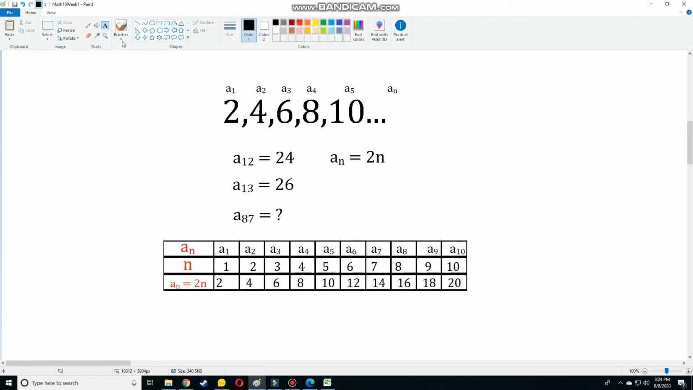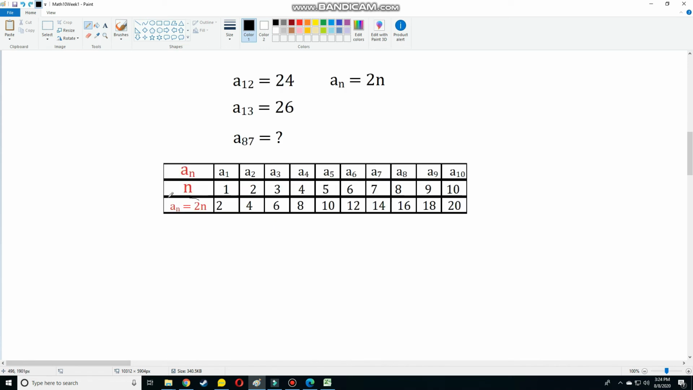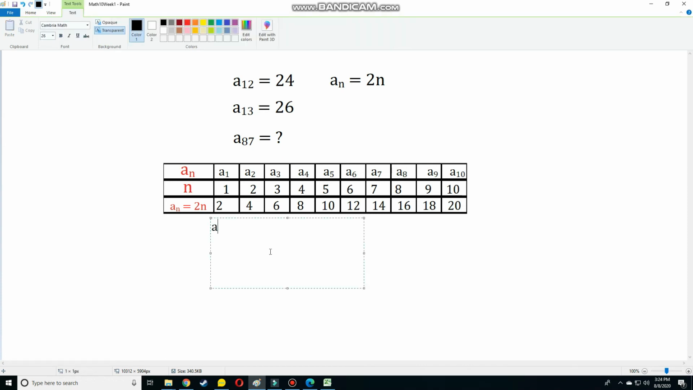Now, let's answer the question. This question: what is the 87th term? We would find the 87th term using this rule. Since a sub n, our specific term, is equal to 2n, we could have the 87th term equal to 2n. Now, that is, with n equal to 87, a sub 87 is equal to 2n. And then let's find it.